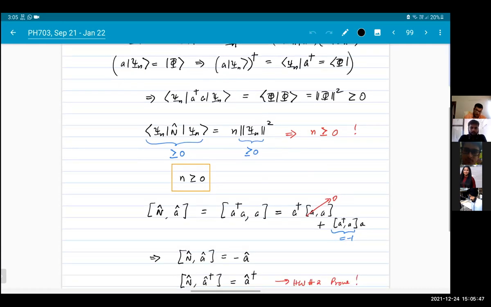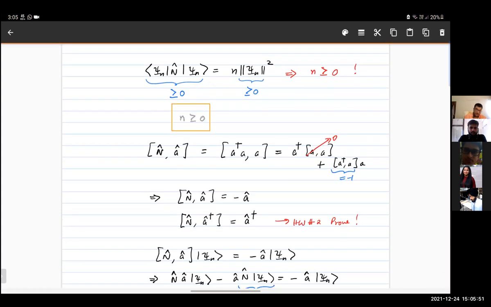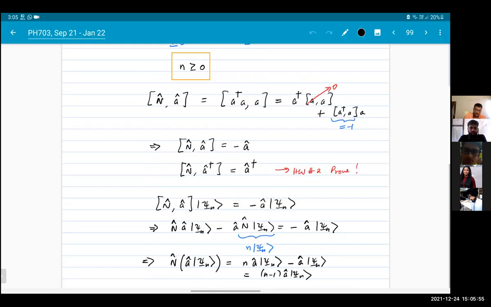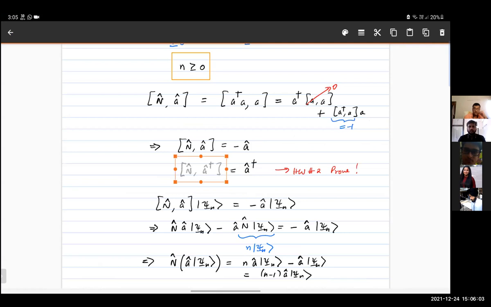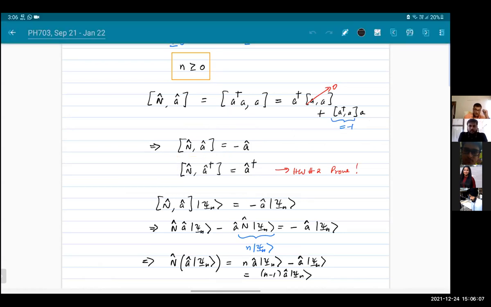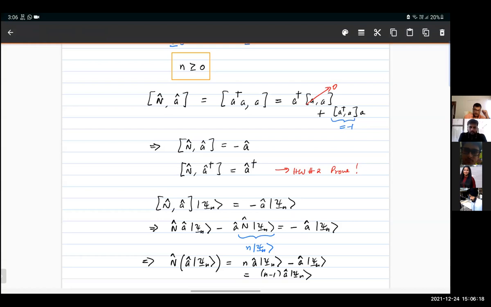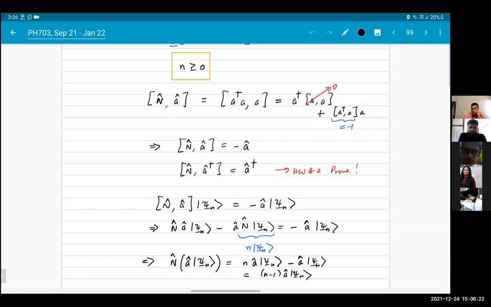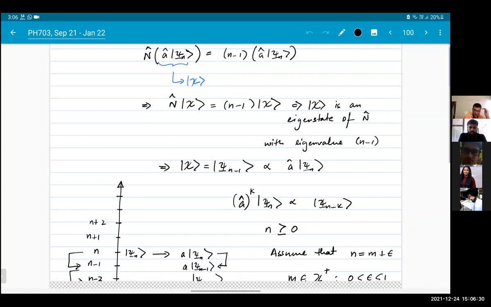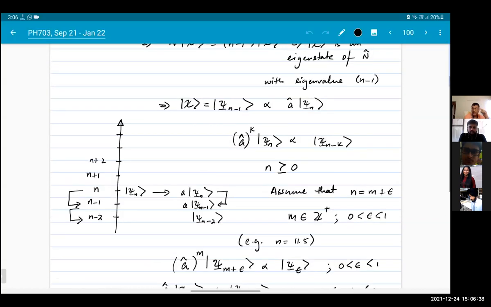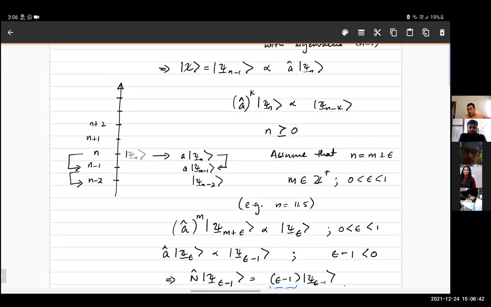And what we find is that the eigenvalues have to be greater than or equal to 0. Then, by using the commutation relations between the number operator and A, and between the number operator and A dagger, we find that A and A dagger act like annihilation and creation operators. If you act on psi n, an eigenstate of the number operator, with A, it gives you psi n minus 1. Similarly, acting on psi n with A dagger gives you psi n plus 1. So it's a ladder, going up and down the ladder.